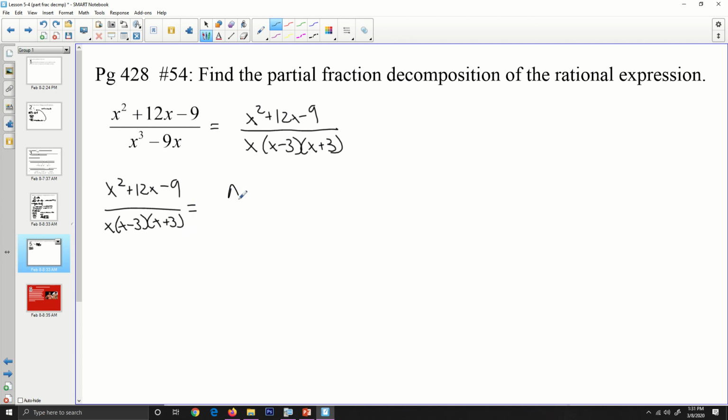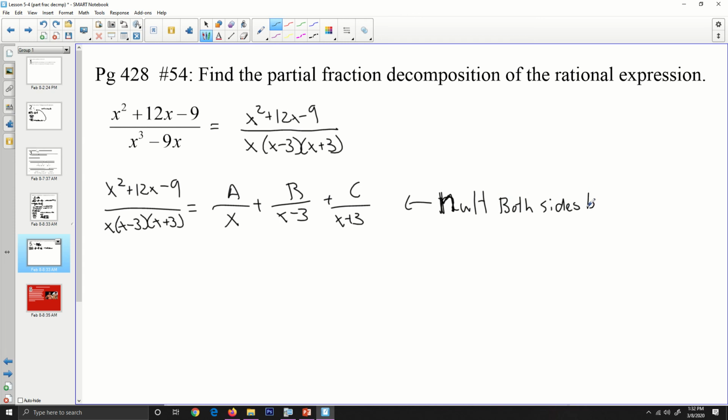I have to have an A for the x portion of the denominator, and I have a B for the x minus 3 portion of the denominator, and I have a C for the x plus 3 portion of the denominator. And so now I'm going to multiply both sides by x times x minus 3 times x plus 3.